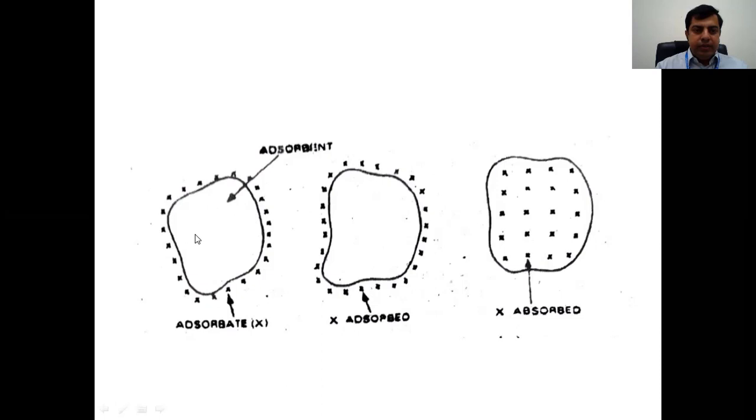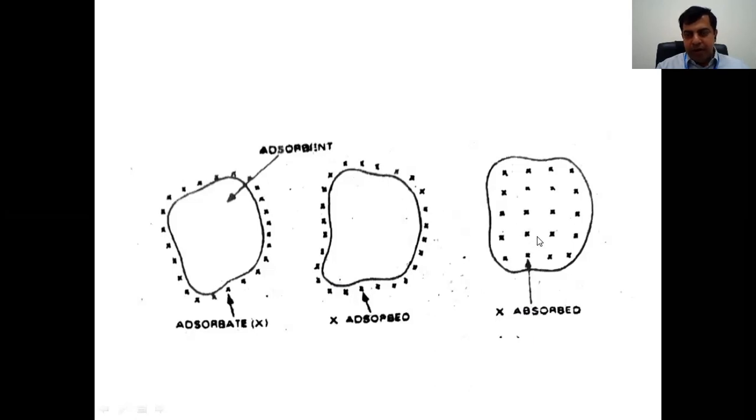Let's suppose this is the surface, the empty one is the surface, and this is called the adsorbent. And the material which is going to be adsorbed is called the adsorbate. Let's suppose this is X, and X may be a liquid or a gas. So if X is adsorbed on the surface, this is called the adsorption process. If X, meaning liquid or gas, is absorbed, then the process is called the absorption process.